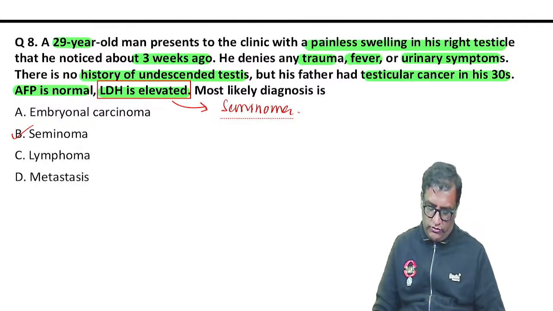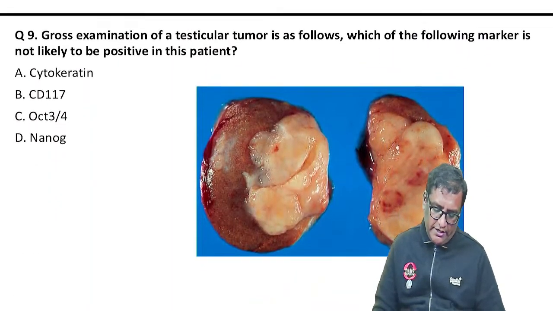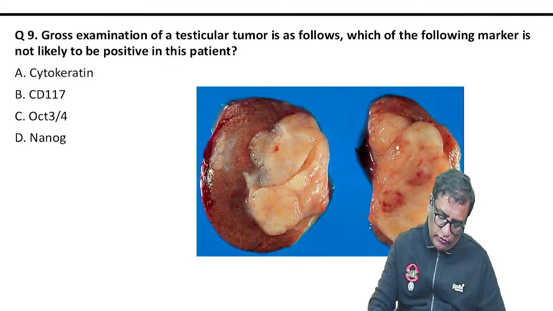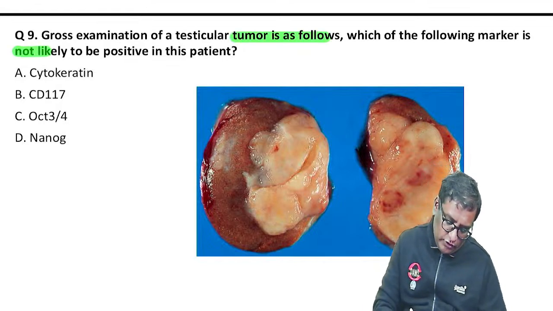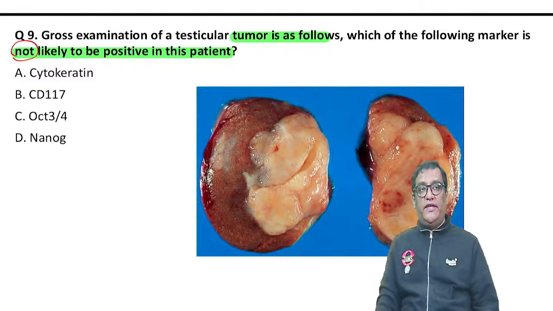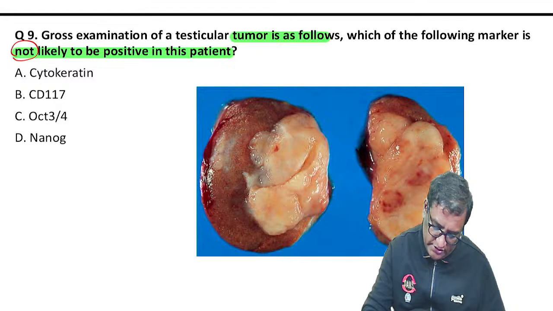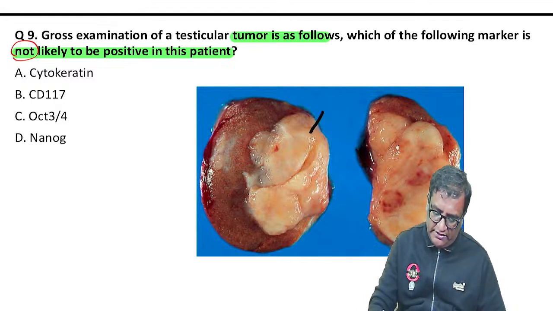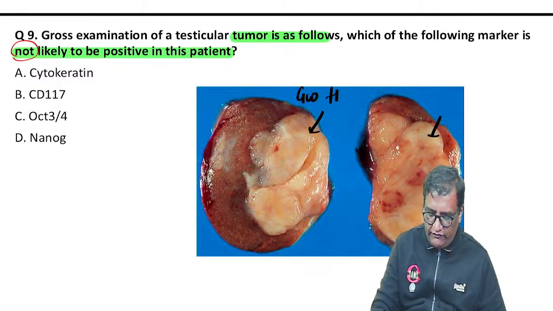So what is the next question? Let me look at this now. Question number 9. Gross examination of testicular tumor is as follows. Which of the following markers is not likely to be positive in this patient? So the word asked is not likely to be positive. What am I seeing in this testicular tumor? This is a gray-white, fleshy tumor.